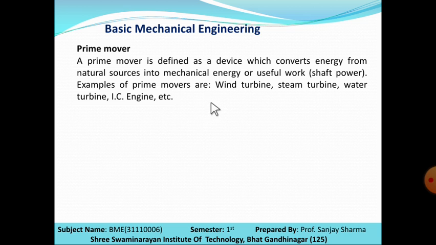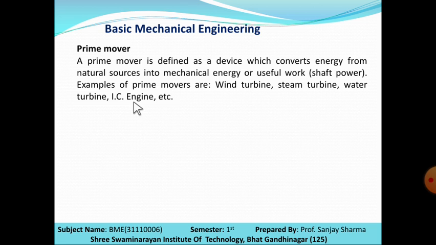Now once again, if we see the definition, a device which converts energy from a natural source. Whatever input is given to all these devices is in natural form, and it is converted to mechanical energy. For example, a wind turbine utilizes wind, a steam turbine utilizes steam, a water turbine utilizes water, and an IC engine utilizes chemical energy or fuel, you can say. So all these energies are naturally obtained.